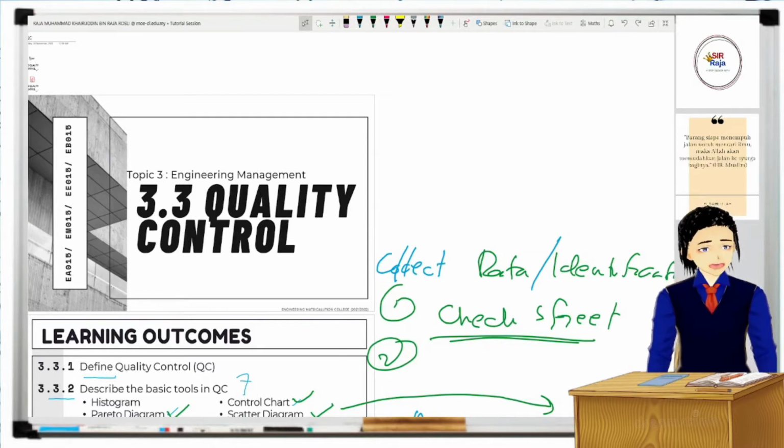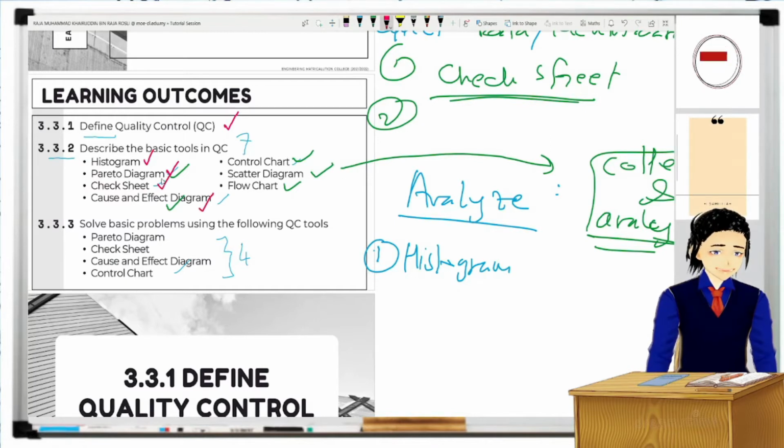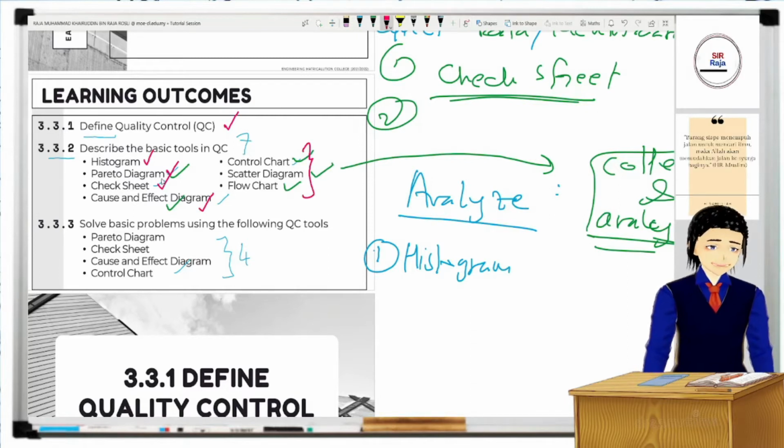Okay, alright. So, in this video, we're going to continue from where we stopped last time. Last time, we already looked at the definition of QC. We have covered histogram, Pareto diagram, check sheet, and cause and effect diagram. And we have three more left, which are control chart, scatter diagram, and flow chart. So we're going to look at them and how we can apply them.